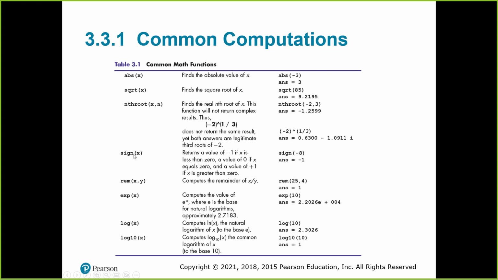Sign returns whether it's positive or negative. Rem gives you the remainder. Exp. Now here's one: log is not log base 10. This is natural log. It's like taking ln of x, but it just boggles the mind why they do that, but they did it anyway. So if you want to find the log base 10, you have to use log10.